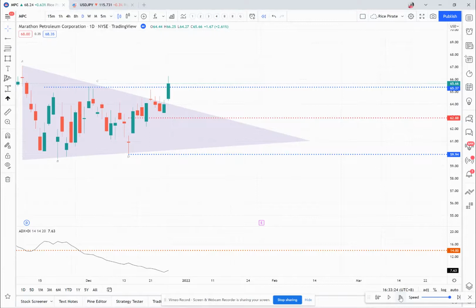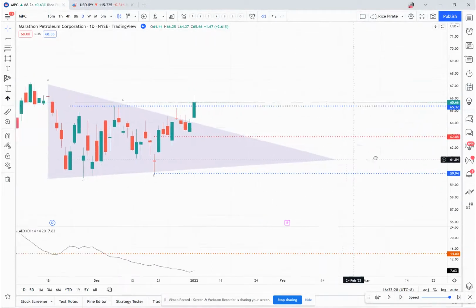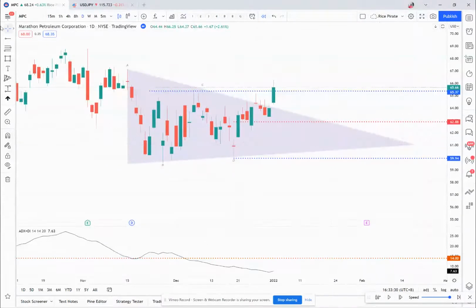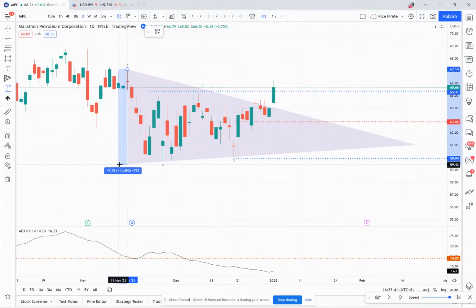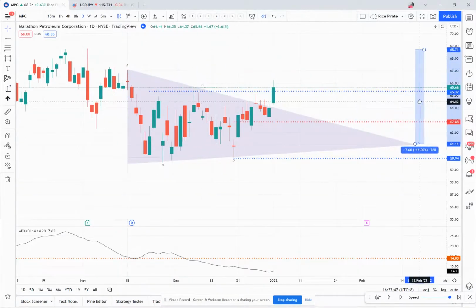Okay, now here we have a breakout of all things. Okay, so now where is it that we're going to set our target? We're going to set our target on a measured move. And we're going to set that measured move right here. Okay, so assuming we're in calls, this is all done.